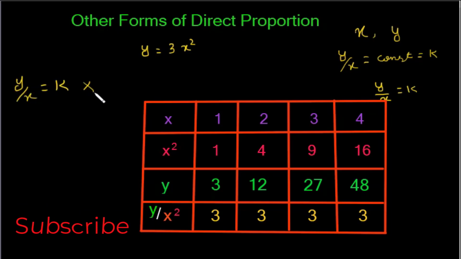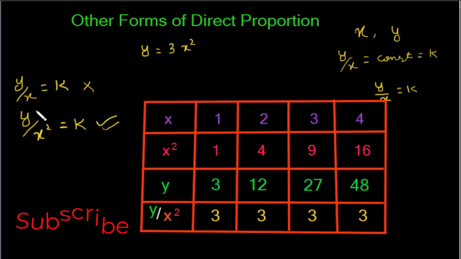So I can say that y is directly proportional to x? So it is wrong. They are not directly proportional. But here you can see y by x squared is equal to a constant, which is k in this case. So yes, this is true. Here it is wrong, but here it is true.